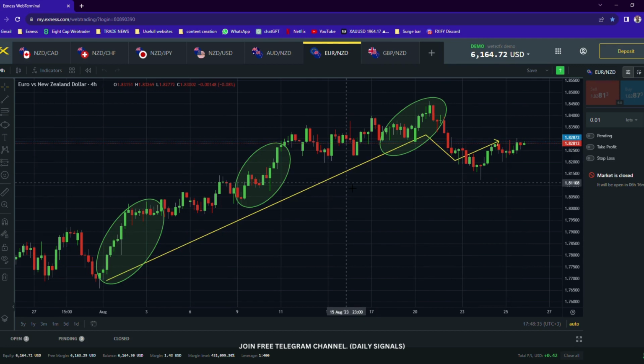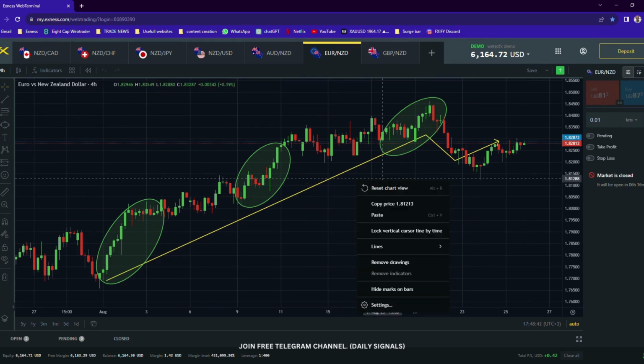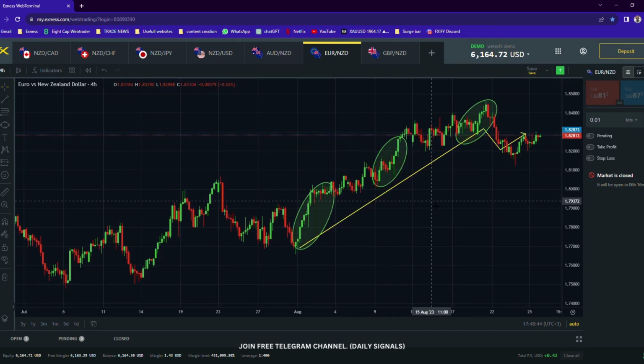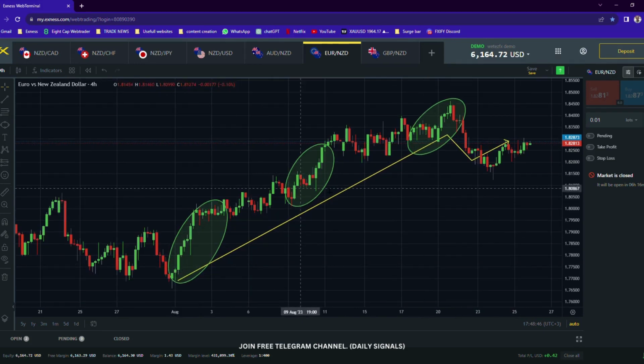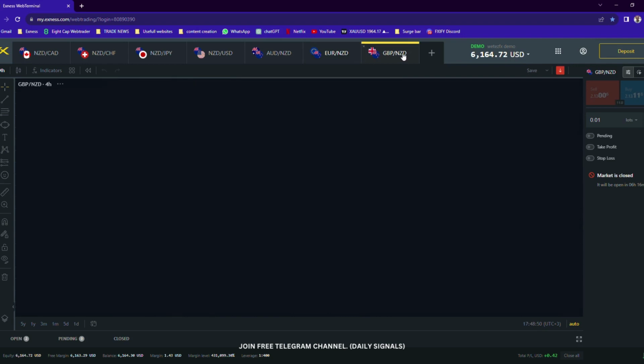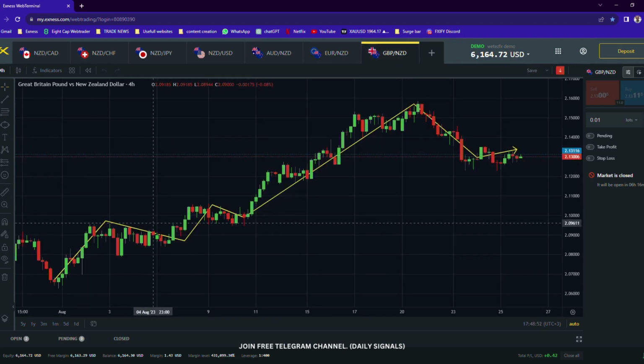Don't forget, if you go into the lower time frames on New Zealand pairs, there are a lot of pullbacks on all the time frames. So I try to use the 4-hour chart so that we can at least have clear candles, but still you can see the big pullbacks. And on GBP New Zealand, same thing, we are looking at an upward trend.